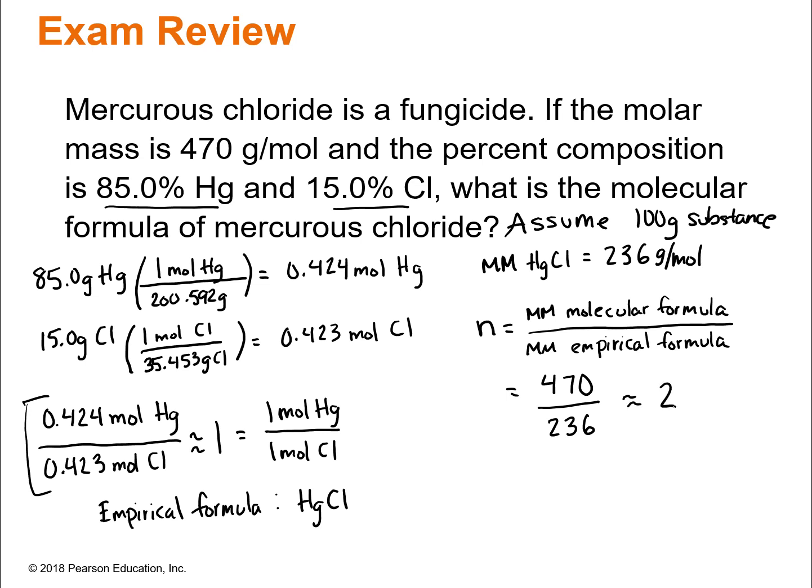You should get about 2. It's like 1.99 or something like that. That's 2. That means you're multiplying your empirical formula by 2. And that is your molecular formula, Hg2Cl2. Yes, good job. Do we have questions on that? Again, you will see a problem like this on the exam.